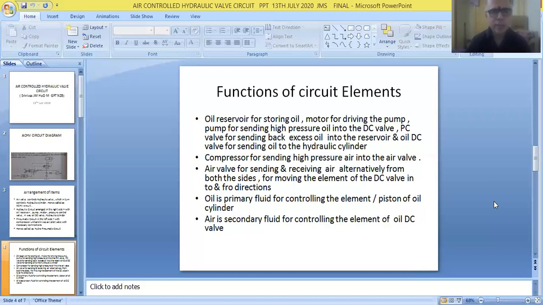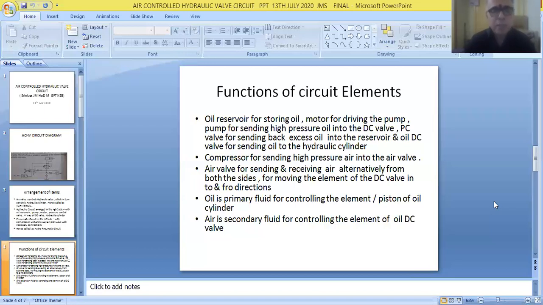Finally, we have to note down the difference between these fluids. It's a hydro-pneumatic system. In a hydraulic system, we use only oil. Oil is only required for operating the hydraulic circuit, and only air is required for operating a pneumatic circuit. But in this case, we are using both fluids. Here oil is called the primary fluid, because it is moving the piston arranged inside the hydraulic cylinder. Therefore, oil is called the primary fluid.